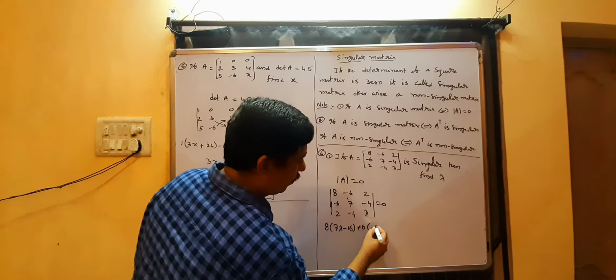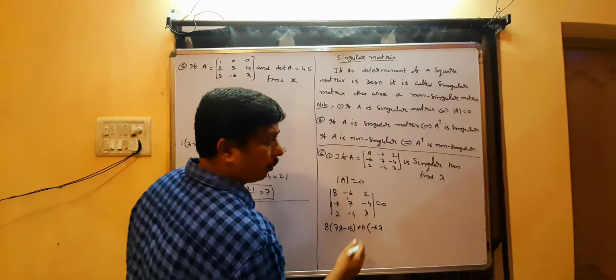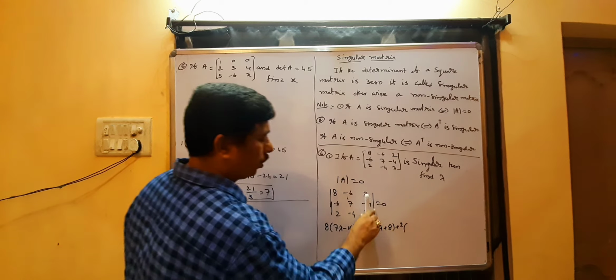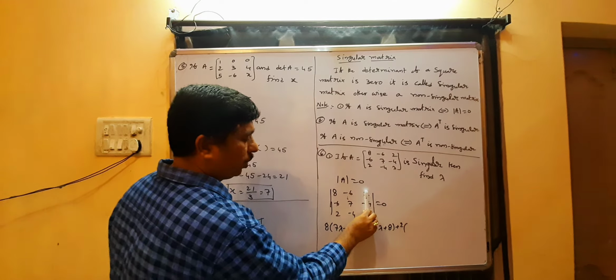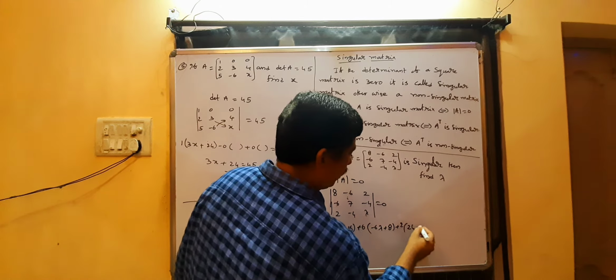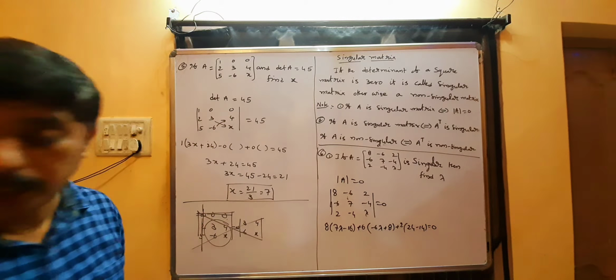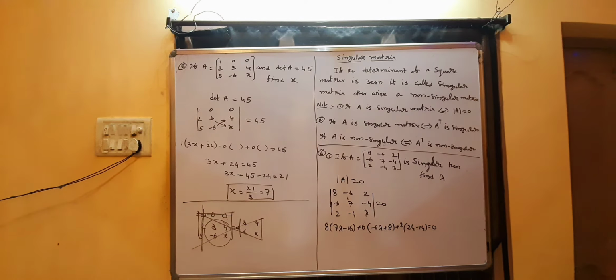minus 6 lambda, minus 6 lambda, 2 into minus 4, minus 8, plus minus or minus plus 8, plus 2 into close the row, close the column, 6 4s are 24, minus 14. Finally, you do the calculation and we get the lambda value 3.